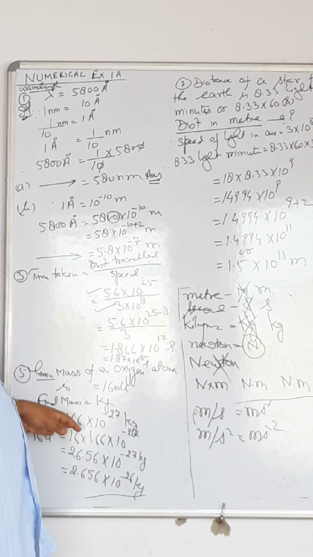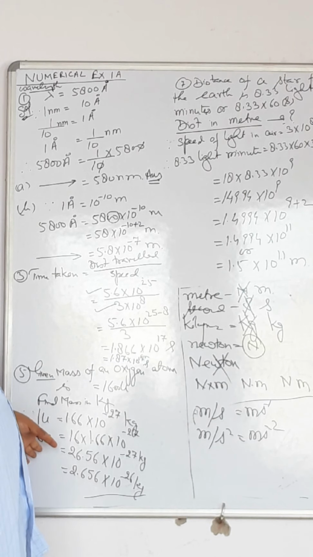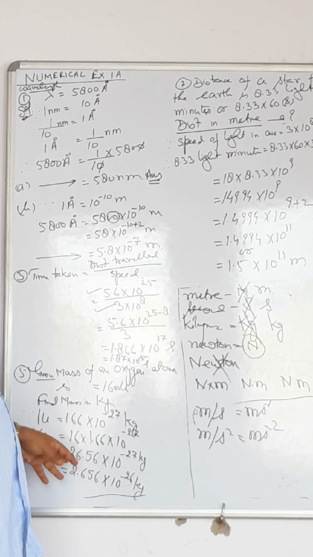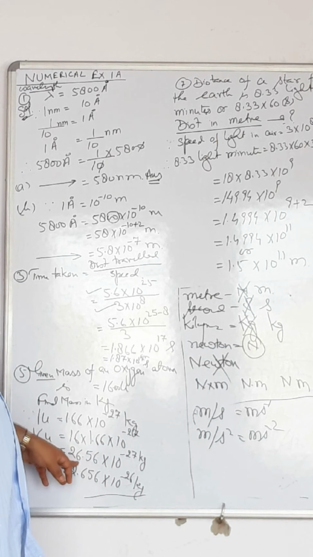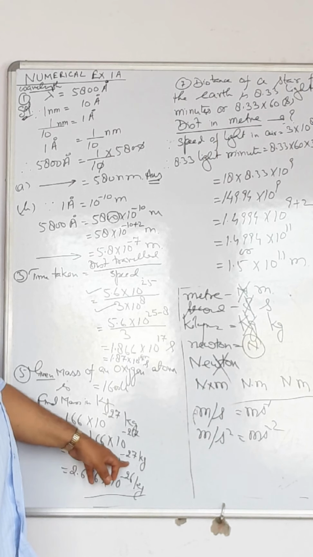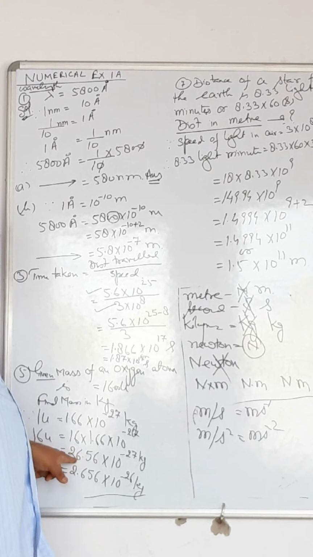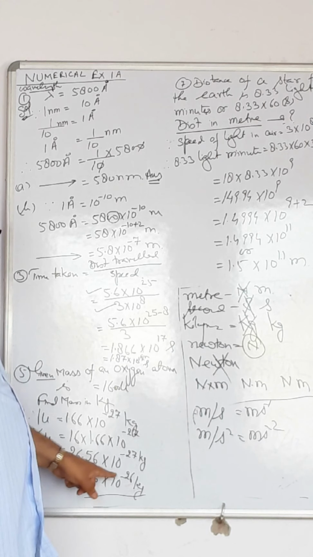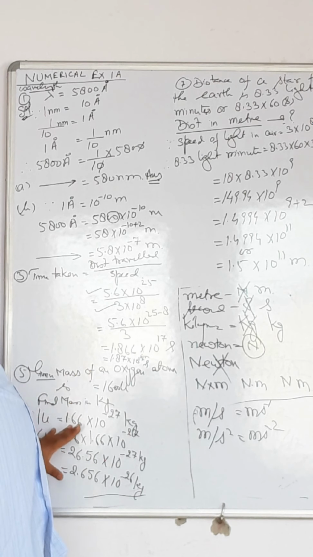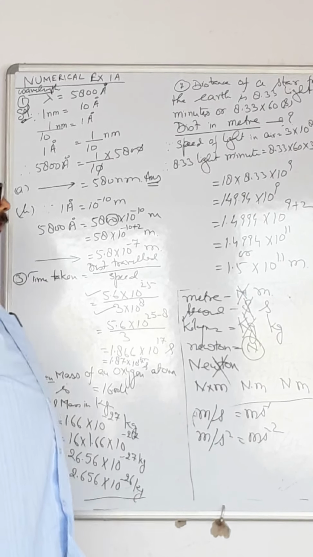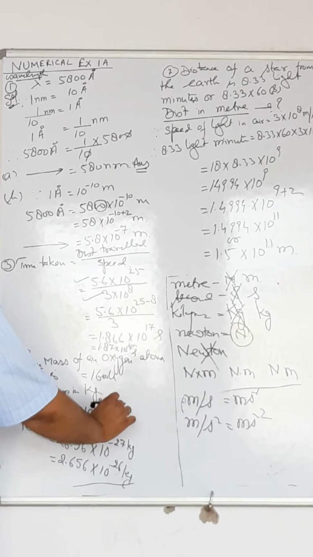1 u is equal to 1.6 × 10^-27 kg. So 16 multiplied by 1.6 comes as 25.6. 10^-27 as it is. Now the decimal is shifted by 1 place, so here it comes as minus 27 plus 1, minus 26 kg. This value is given, known, you have to remember.